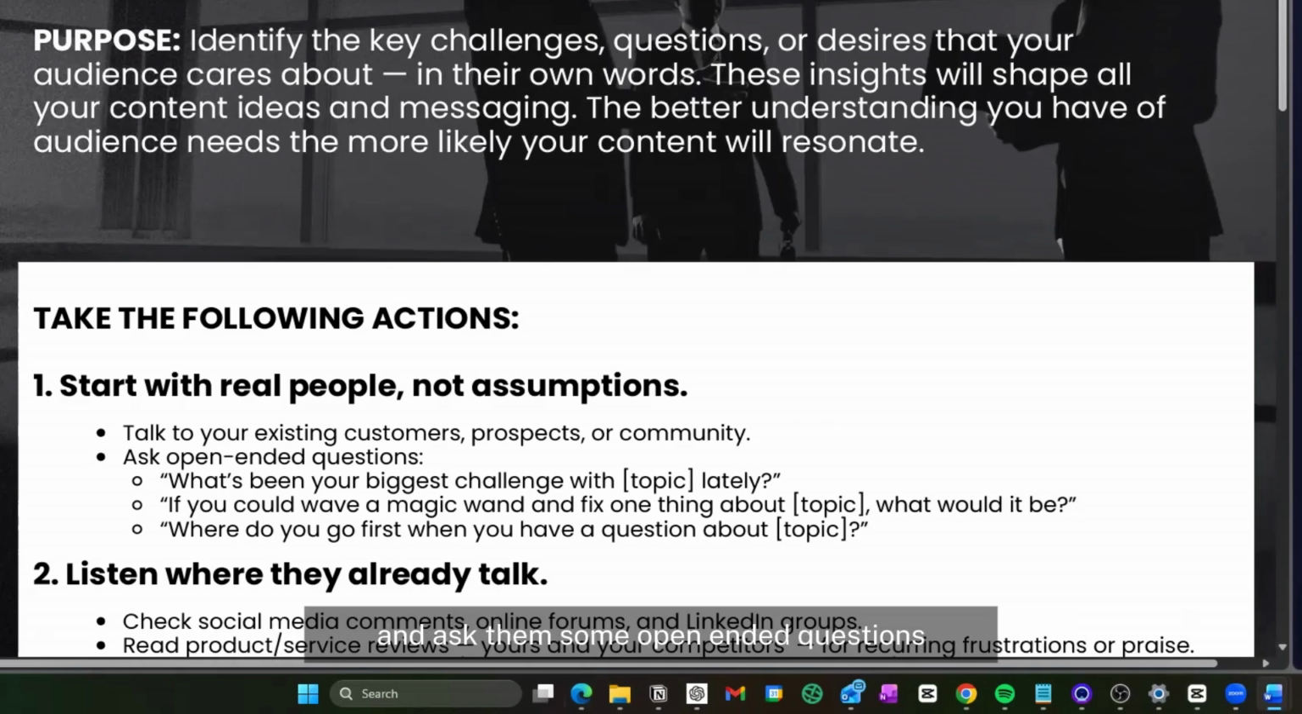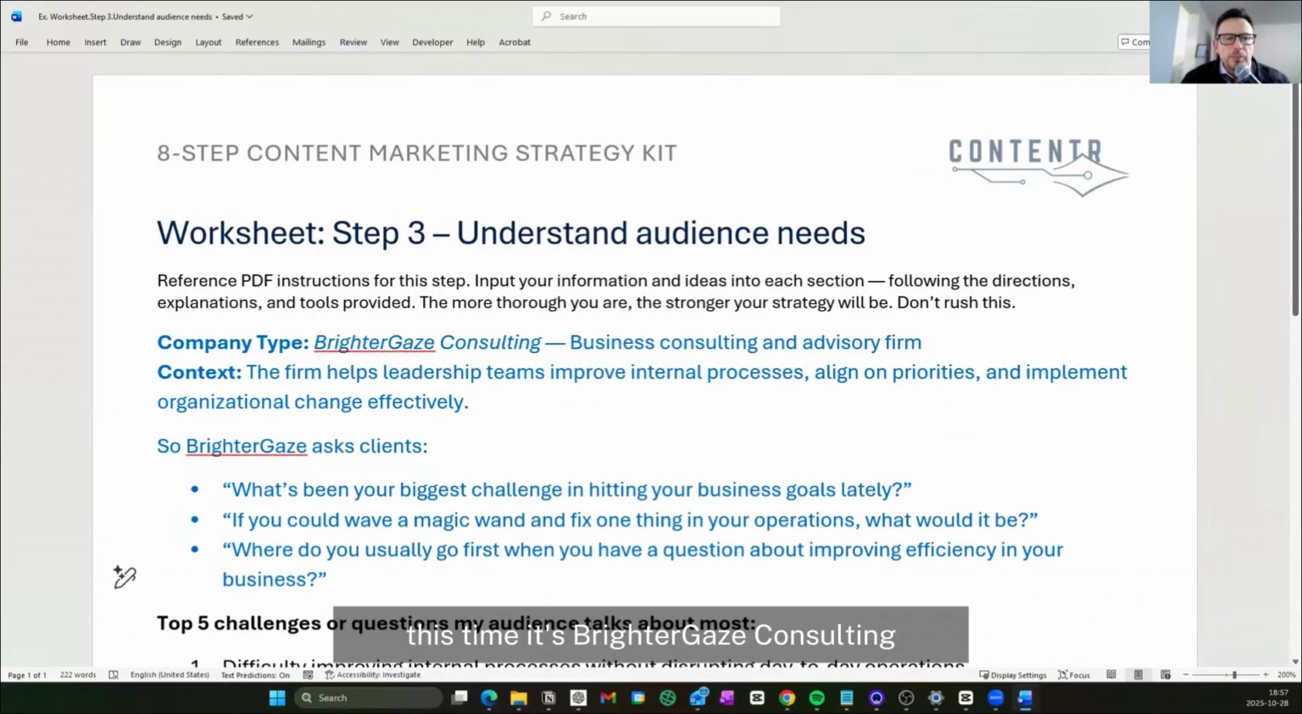Task number 1 in this step is to start with real people by talking to your existing customers and prospects and ask them some open-ended questions. To help again, I've created a fictional company to use as an example. This time it's Brighter Gaze Consulting, a business consulting and advisory firm.